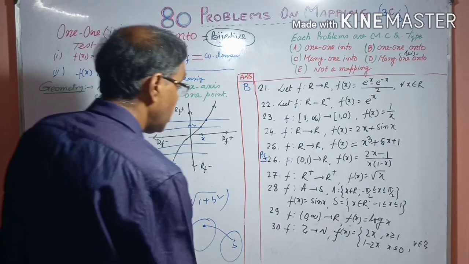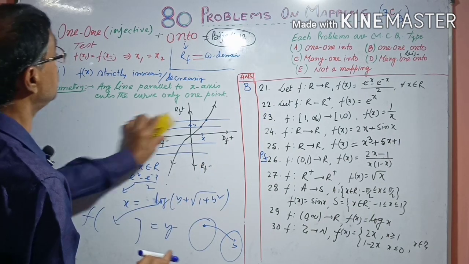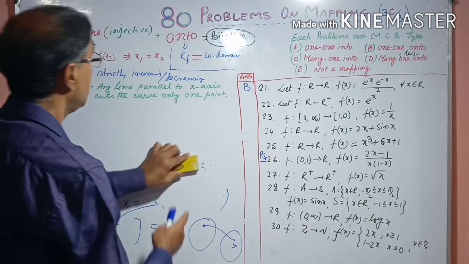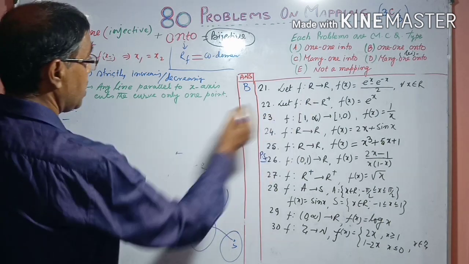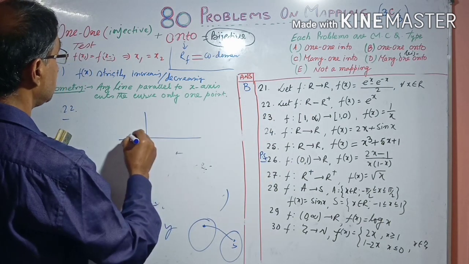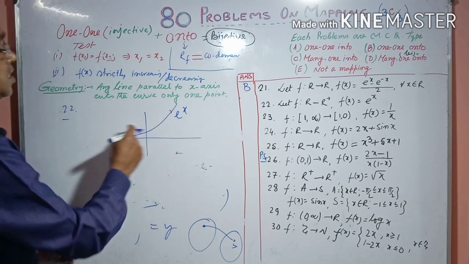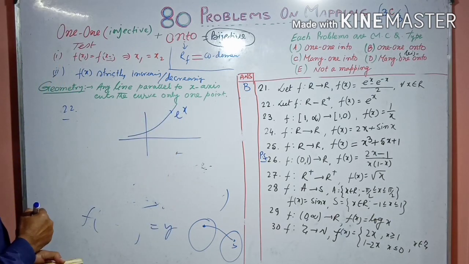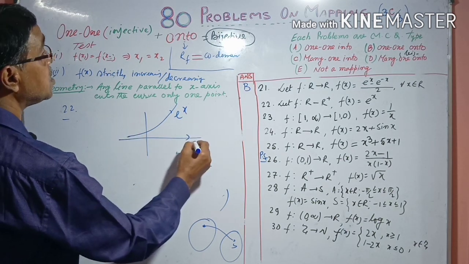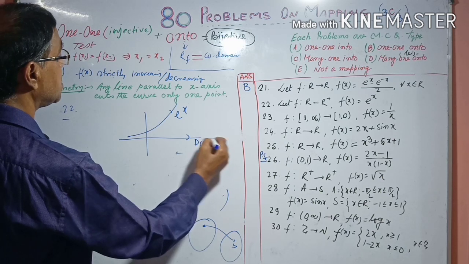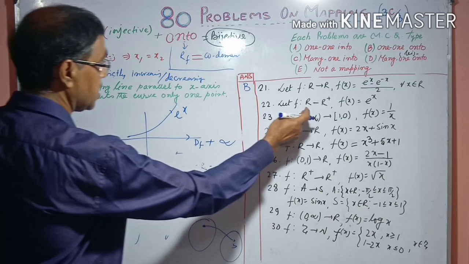Now come to problem 22. In 22 also, f(x) equals e to the power x. From the graph of the function e to the power x, this is the graph of e to the power x; e to the power 2x is also of this form. Now here the domain is plus infinity to minus infinity, that is R.